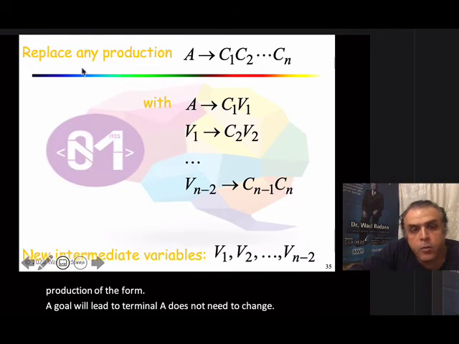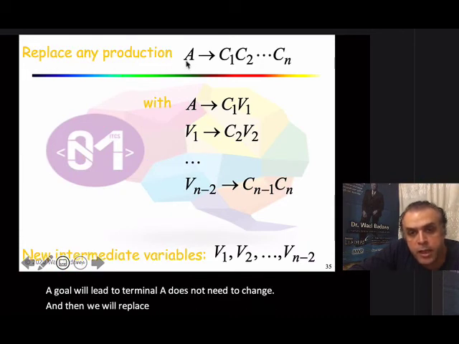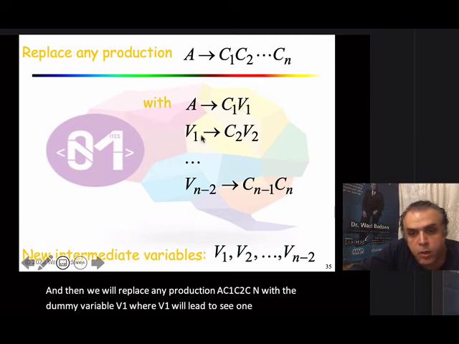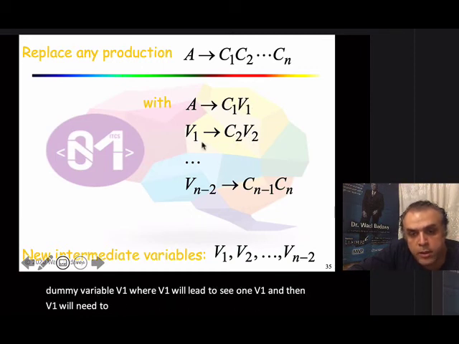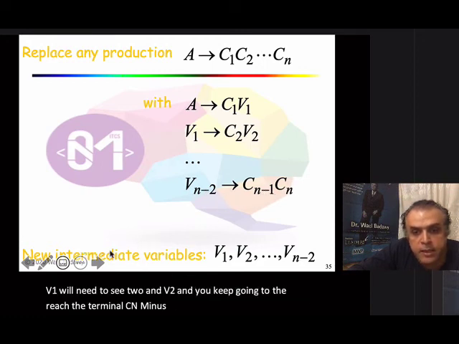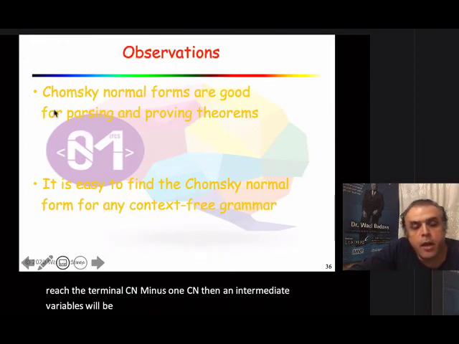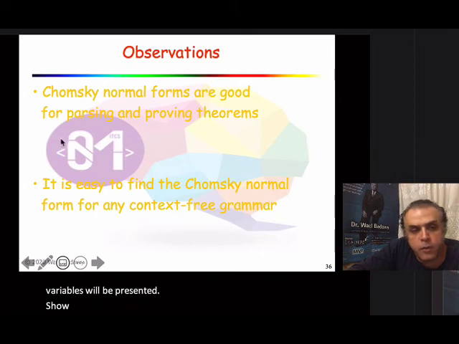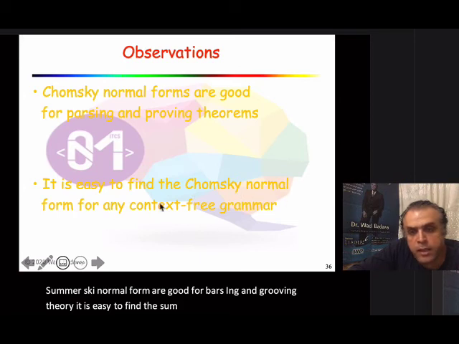Then we replace any production A leading to C1, C2 through Cn with dummy variables, where A will lead to C1 V1, and then V1 will lead to C2 V2, and you keep going until you reach Cn minus 1, Cn. Then the non-intermediate variables will be presented. Chomsky normal forms are good for parsing and proving theory. It is easy to find the Chomsky normal form for any context-free grammar.